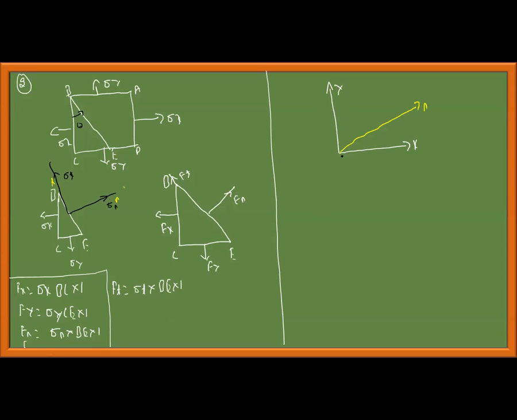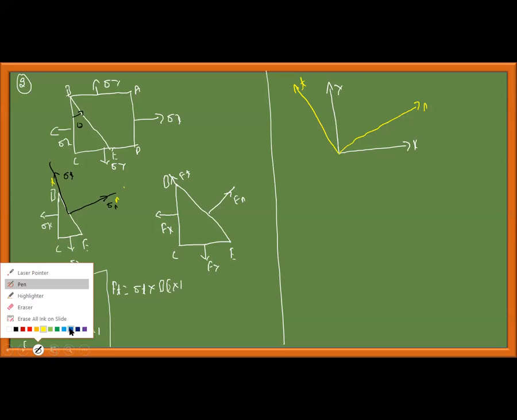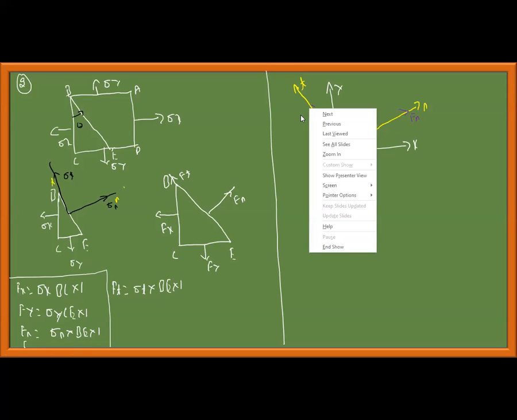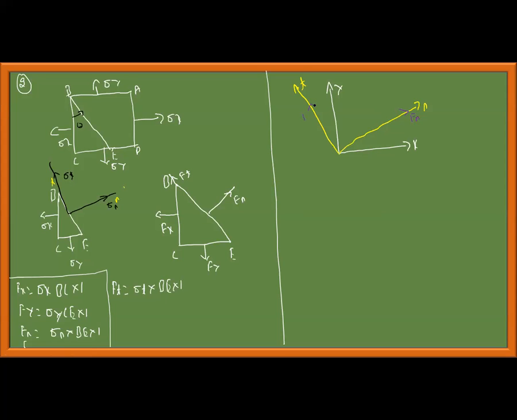This is my normal. This is my tangential. Along normal, f of n acts; along tangential, f of t acts. Okay, let it be.